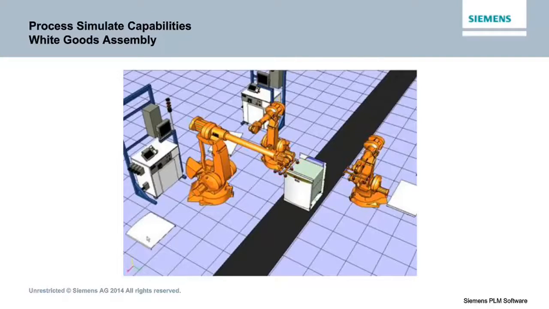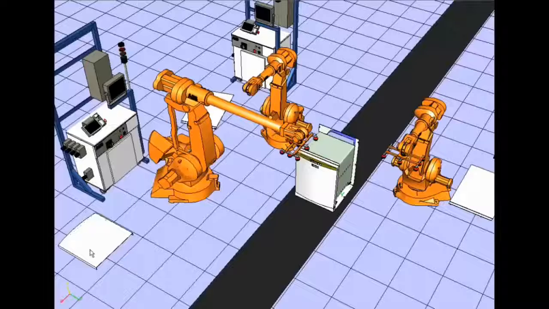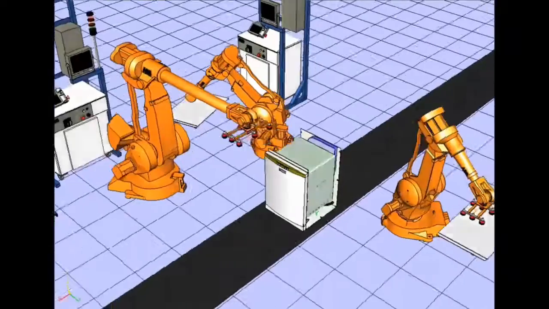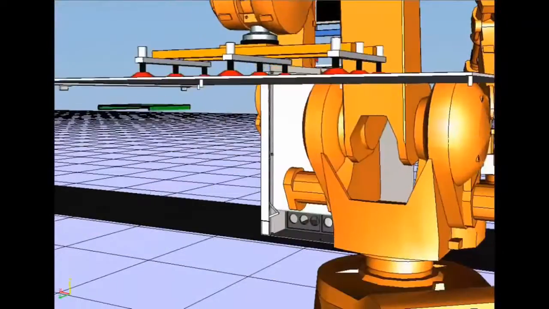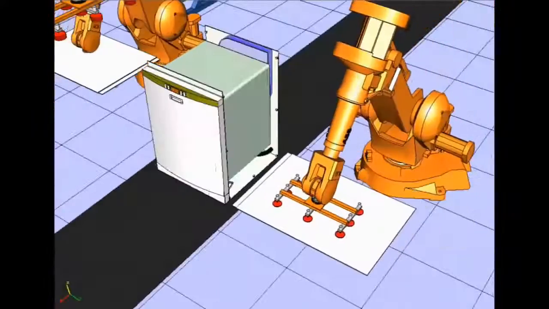I want to share with you several interesting examples of using simulation, robot simulation for assembly operations in various industries. The first one is of a home appliance manufacturer in Europe who is exploring the option to use robots for assembling of white goods. In this case, an example of a dishwasher.